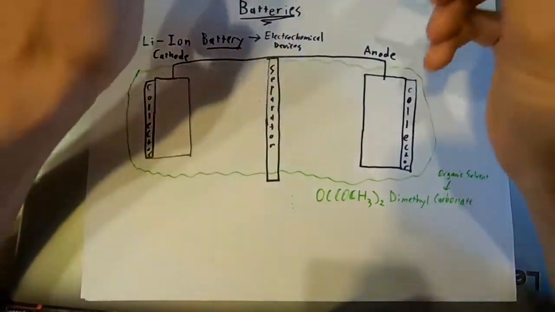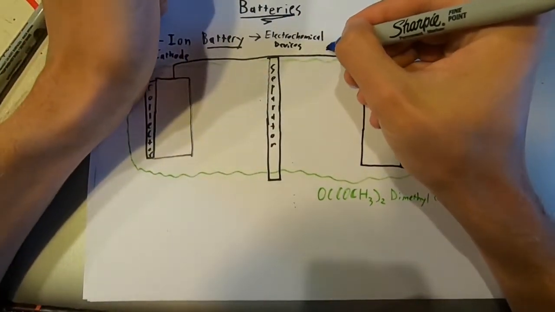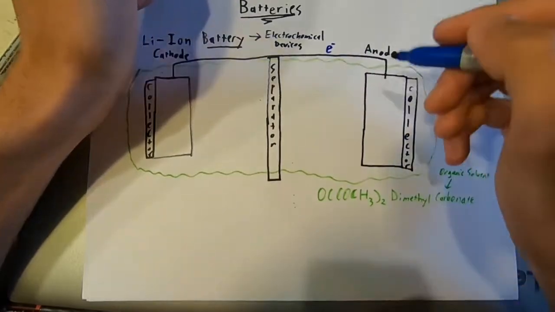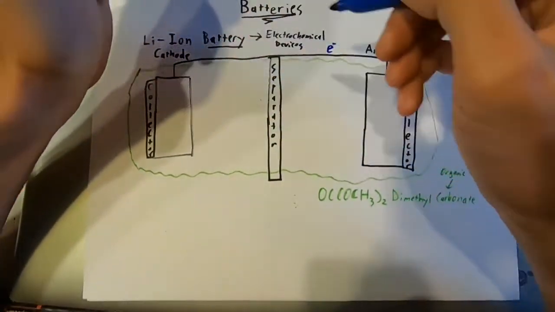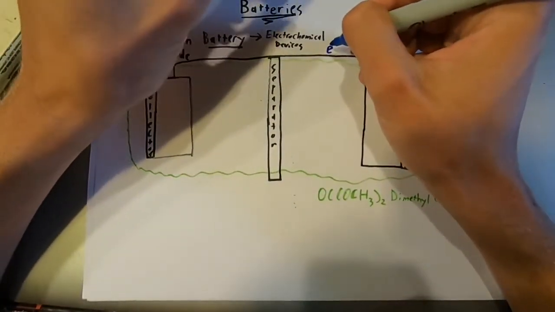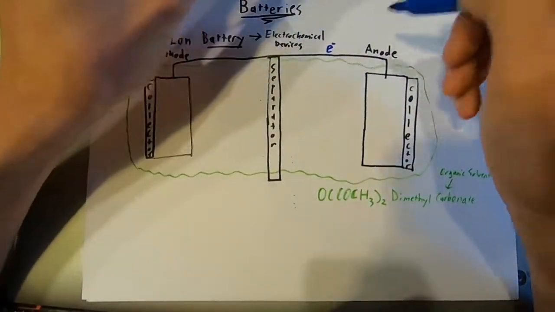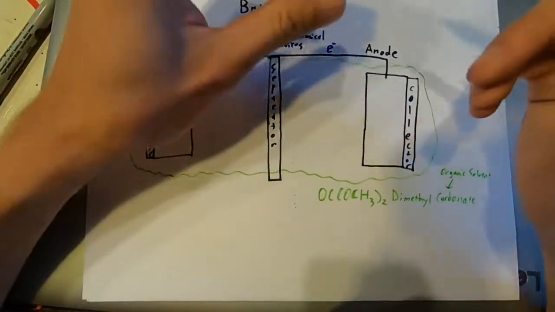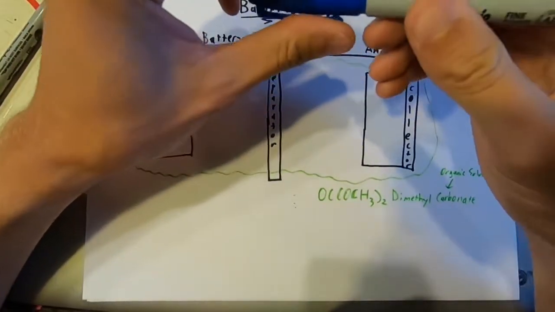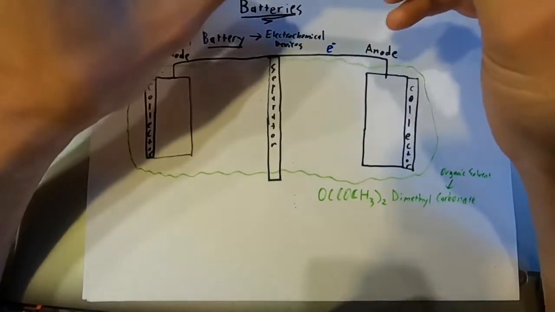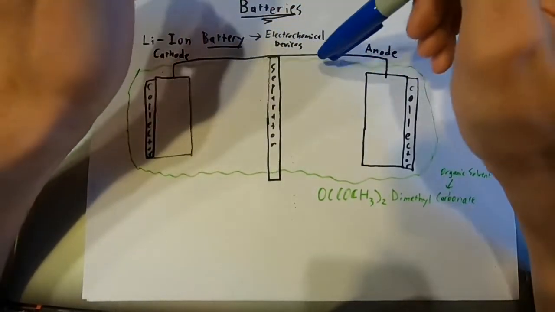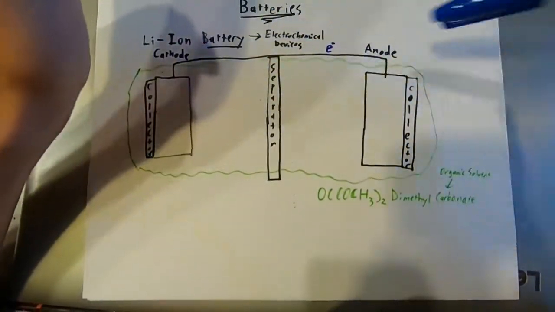And so we'll draw our electron here. It's going to be going from our anode to our cathode in this case, unless we're recharging, and in that case we would be going the other way. So really, depending on whether we're discharging, or running our device, or charging our device, this electron could be going either way across the wire.